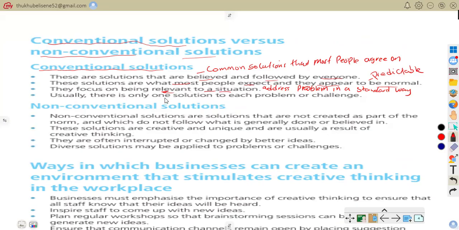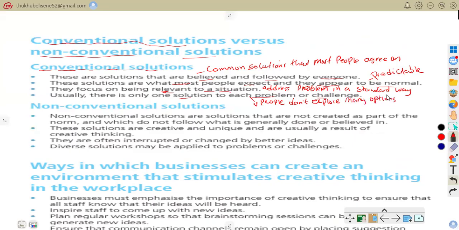Usually, there is only one solution to each problem or challenge. Usually, only one solution. So people don't explore many options.